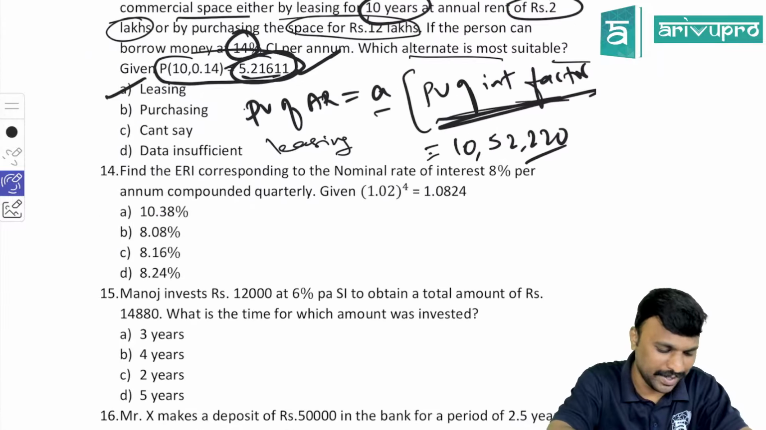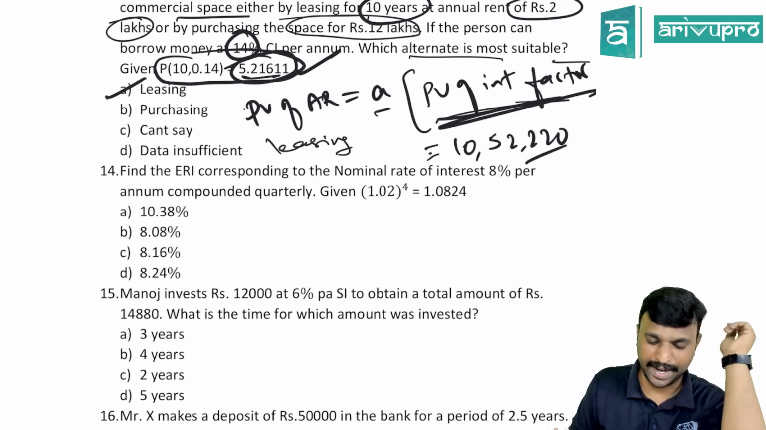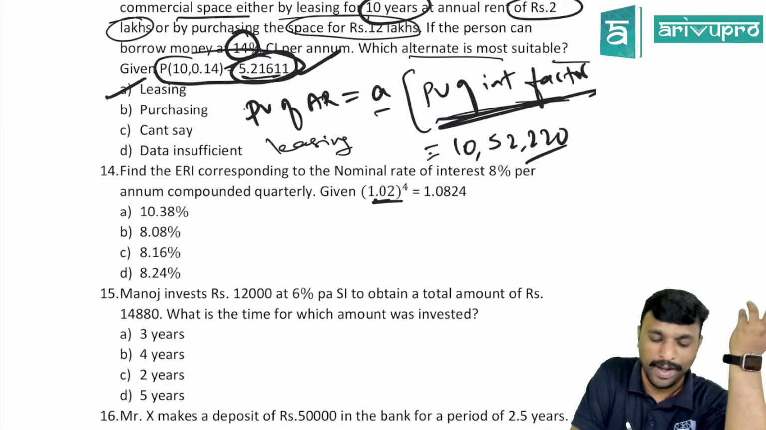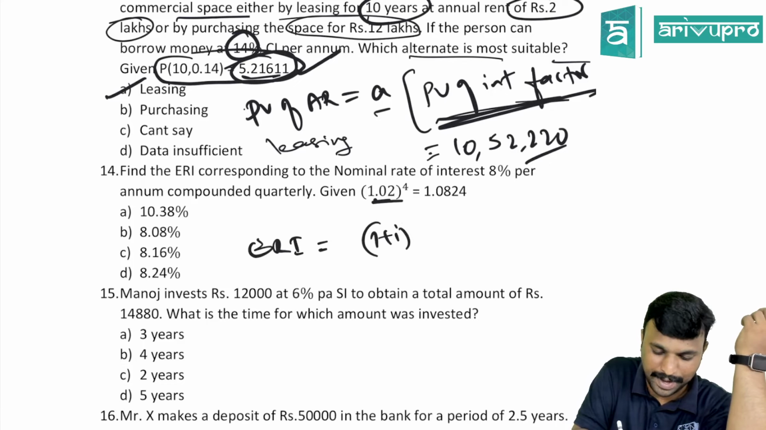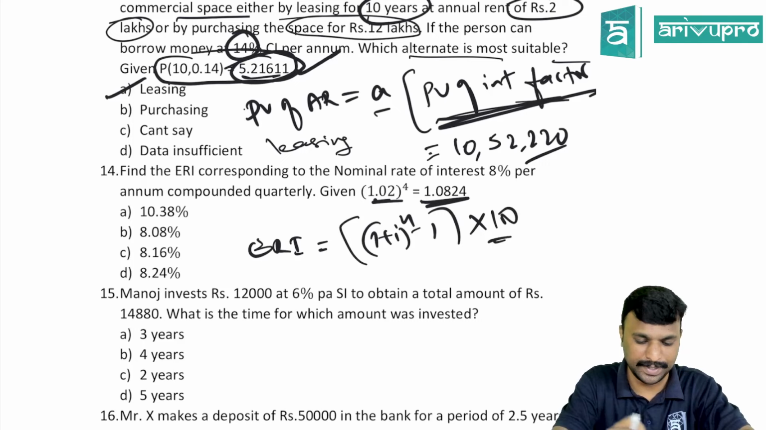Guys, it's a laddu question. You need not do any computation if you observe. See, guys, they've asked EAR, and they have given 1 plus i whole power n, so you need not do anything. So, what is EAR? EAR is equal to (1 plus i whole power n minus 1) into 100. All that you need to do is 1.0824 minus 1 is 0.0824, into 100.